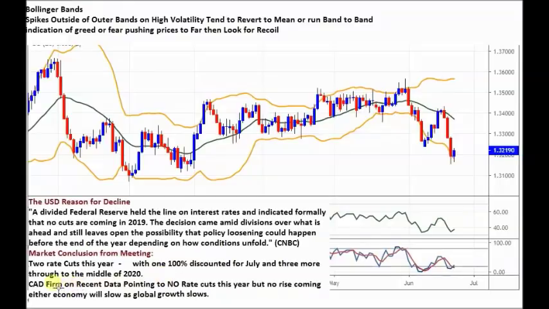Two sides to a currency. The CAD has been firm on recent data, pointing to no rate cuts this year, but there's no rise coming either. The economy is going to slow as global growth slows. So really the bad news, we think, is in the price for the dollar. This one is in our member center and we have already gone long.